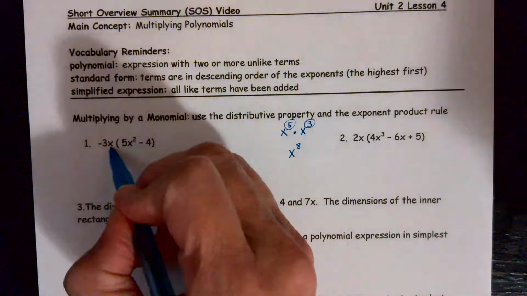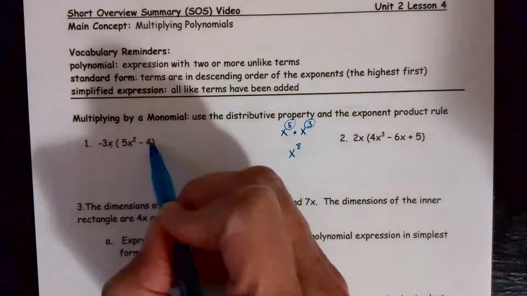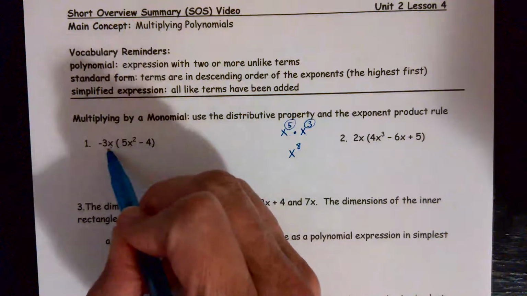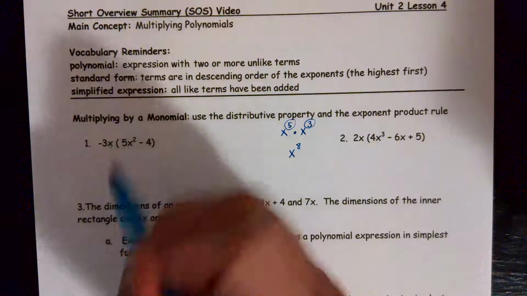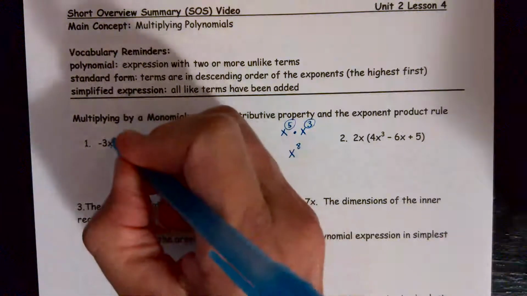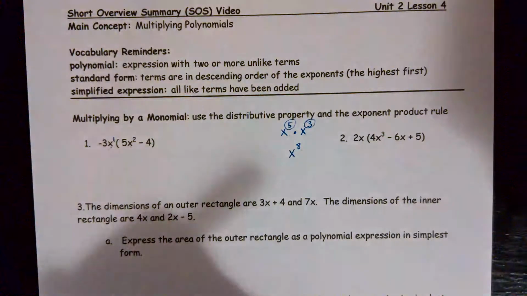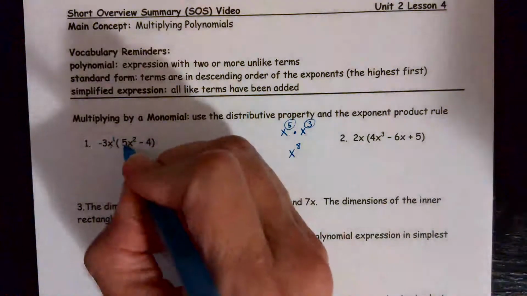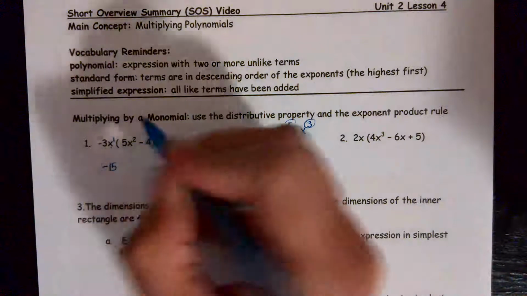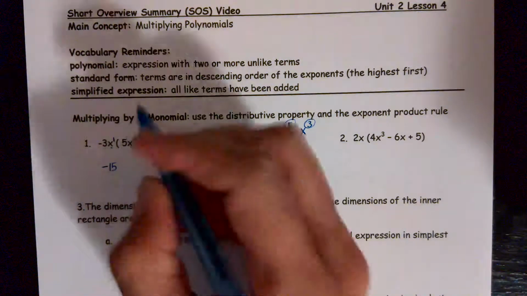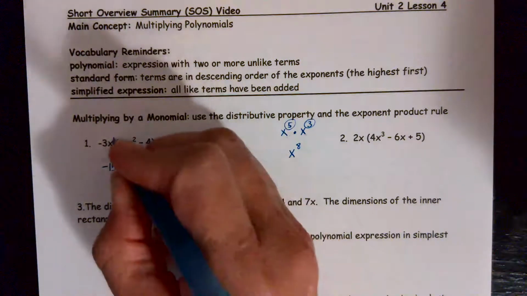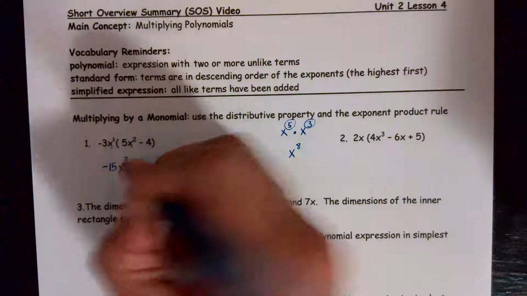Negative 3x is outside, which means everything inside the parentheses I am going to multiply by negative 3x. Since I do not see an exponent, I know my exponent is a 1. So negative 3 times 5 is negative 15. And x to the first times x squared, I keep my base and I add my exponents, x to the 3rd.